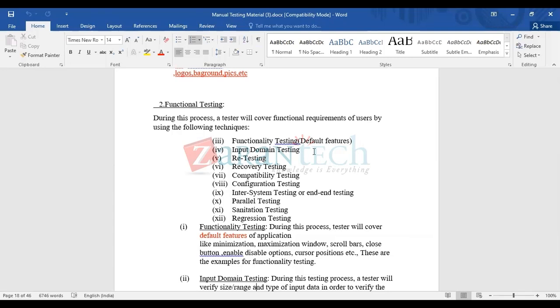And then configuration testing. What is configuration testing? What makes the difference between compatibility and configuration testing? The difference between compatibility and configuration is a very, very important question when you go for any interview. Already I explained compatibility: here we verify whether our application supports an operating system and a suitable browser or not.